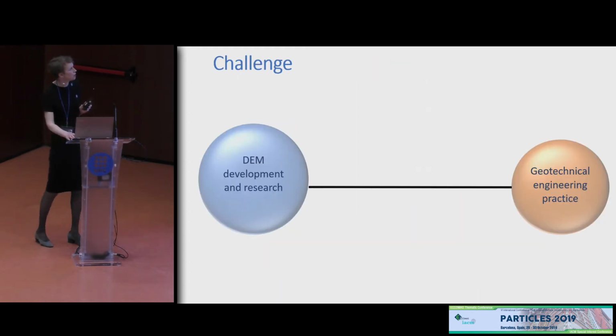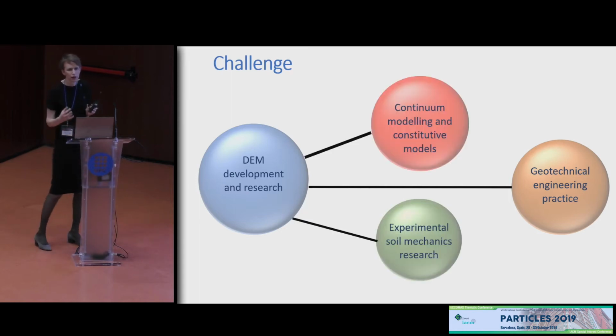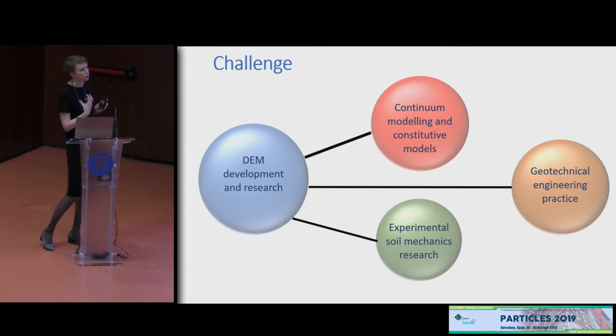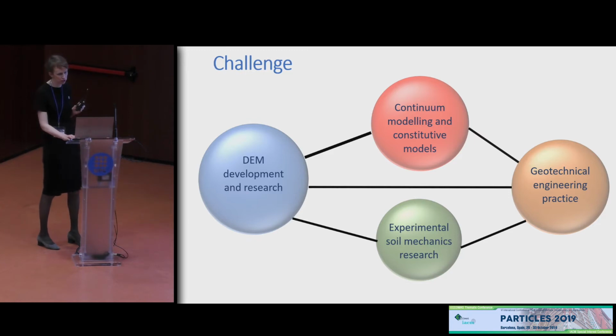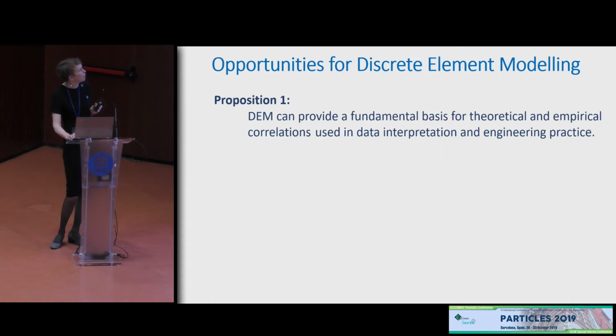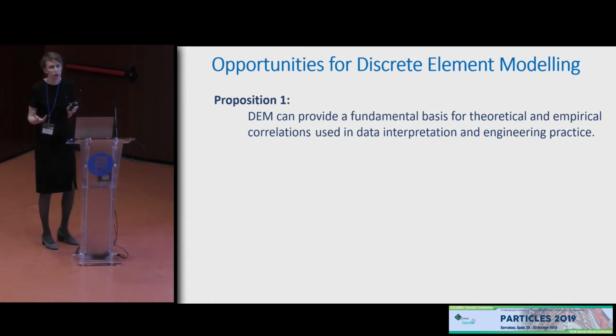In some cases, we can clearly see how we can use DEM research to directly influence geotechnical practice. In other cases, it seems that the benefit is more to use DEM to inform continuum modeling, or to use it to develop experimental soil mechanics research and have an indirect impact on practice. So I'm going to propose that there are 3 ways that DEM can effectively impact practice.